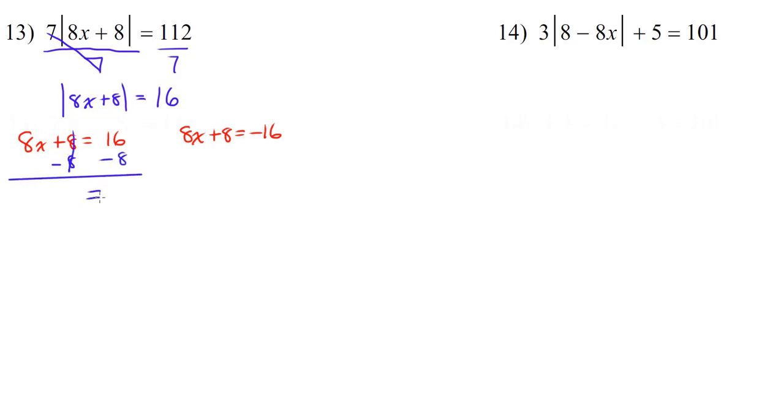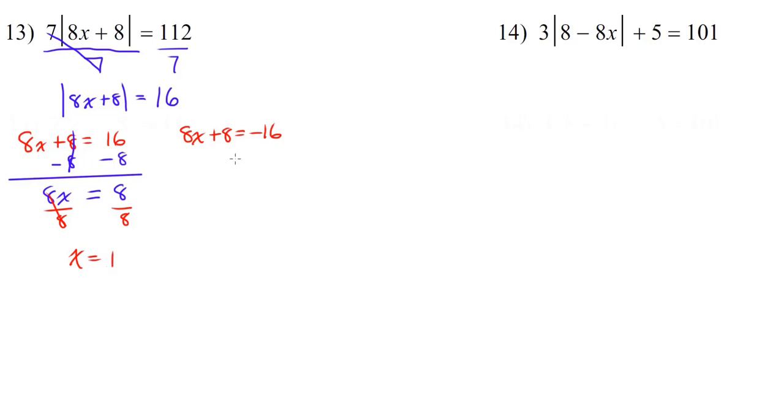The 8's cancel out on the left, leaving us with 8x, and on the right, 16 minus 8 is 8. Then we divide both sides by 8, and we get x equals 1. So that's one of our solutions.